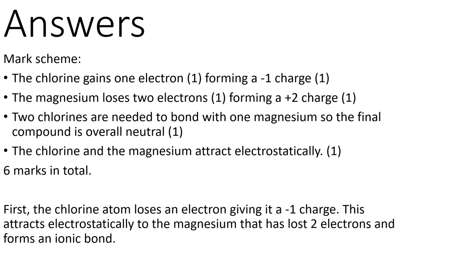Okay, so for this answer down at the bottom, I gave it a first mark for saying that it has a -1 charge. In that first sentence, there's actually a mistake. It says that chlorine atom loses an electron. Of course, we know that's not true. Chlorine is a non-metal, so it will gain an electron, and it will give it a -1 charge. So 1 mark for saying it's a -1 charge. So this attracts electrostatically, 1 mark for saying they attract electrostatically to the magnesium that has lost 2 electrons. So 1 mark for saying it has lost 2 electrons. So I think overall that's got 3 marks in total.